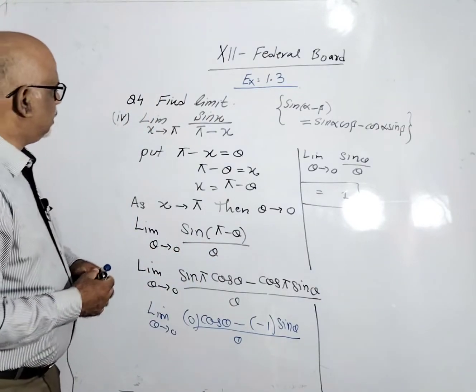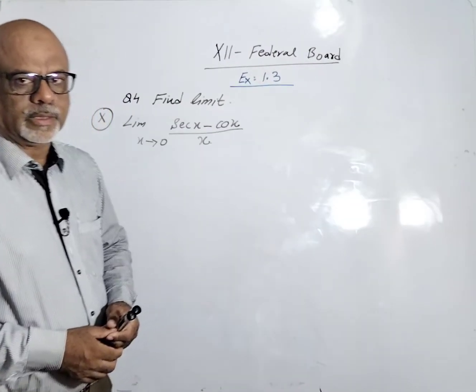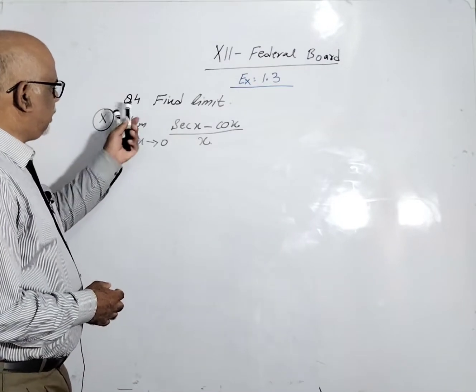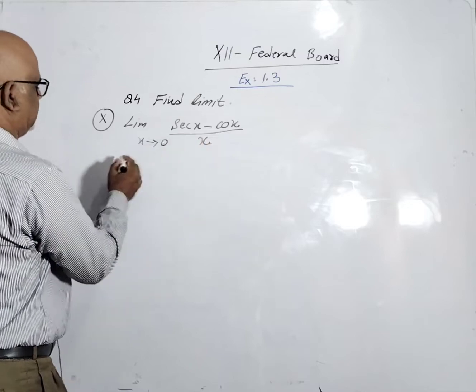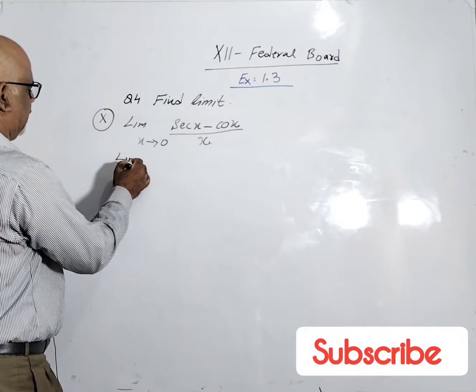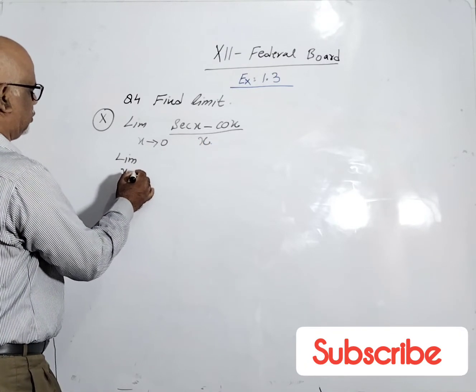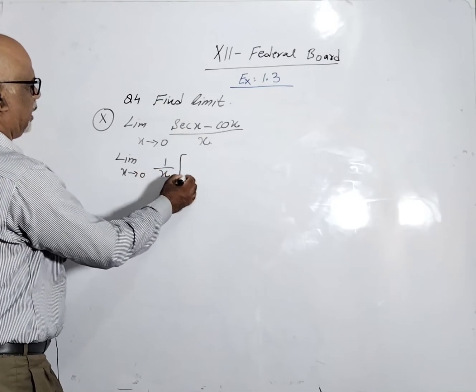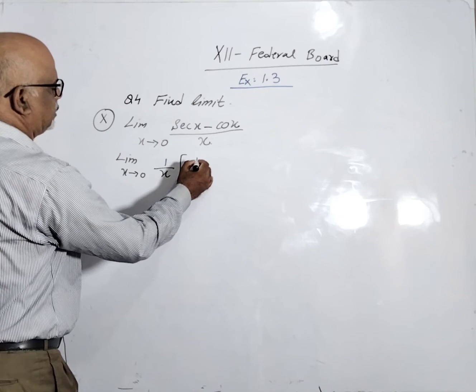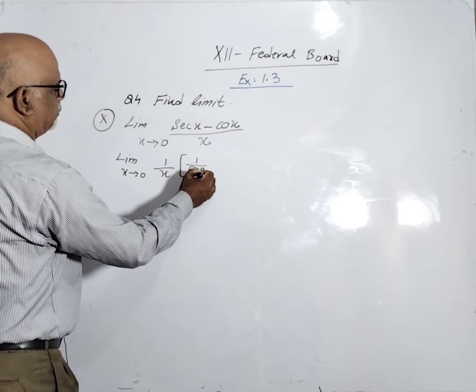Now come to the next part. Now come to the 10th part of question number 4. This is sec x minus cos x over x. So here we have to apply the limit x tends to 0. We have to separate this x as 1 over x, and sec x means 1 over cos x.